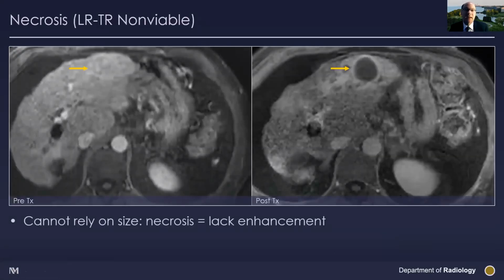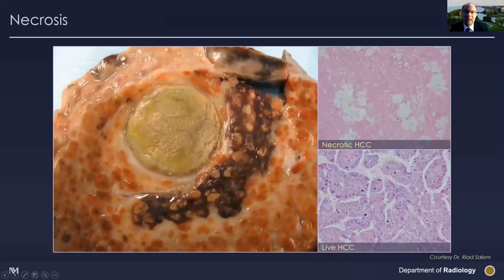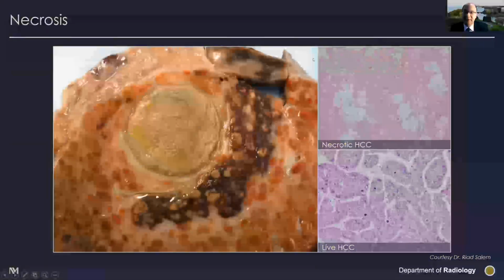Another example, this one's a non-viable. Again, if you look at the size, you wouldn't see a significant change, but it does lack enhancement with the exception of the periphery, which I mentioned is normal and you shouldn't worry about that. Explanted, again, nicely illustrating the tumor here, the relatively narrow zone of transition. This was more lobar therapy, so probably there would even be less involvement. And you can see, if you're a pathologist, that it went from live tumor to necrotic tumor.